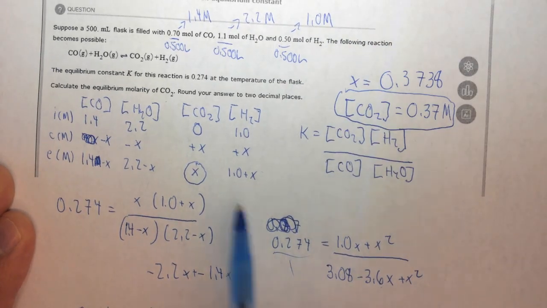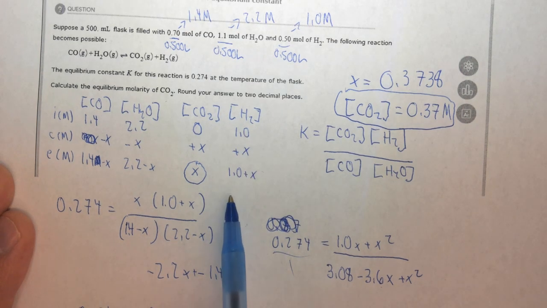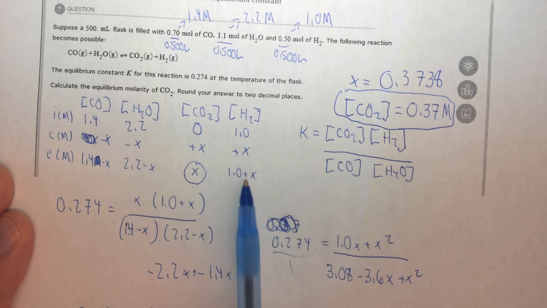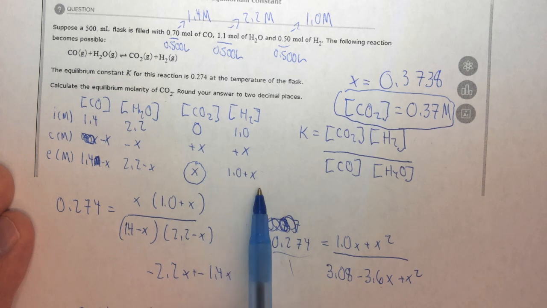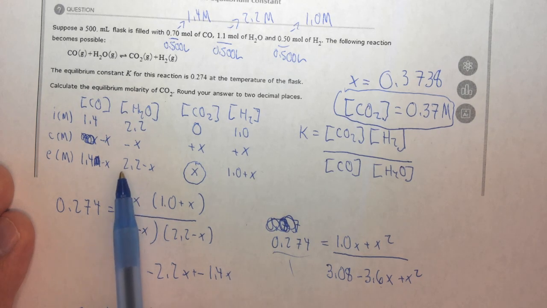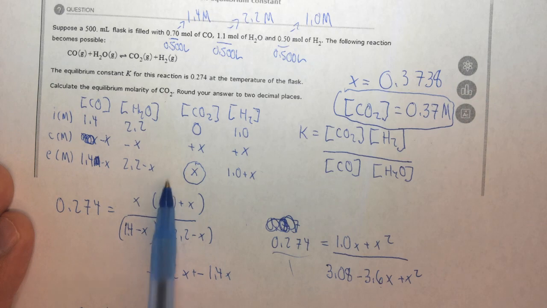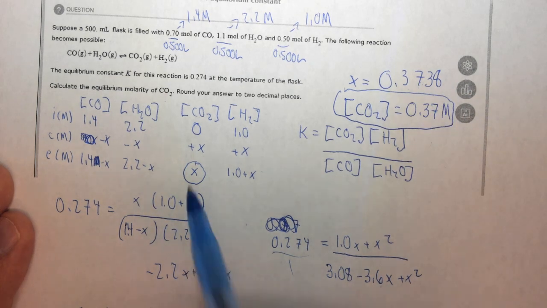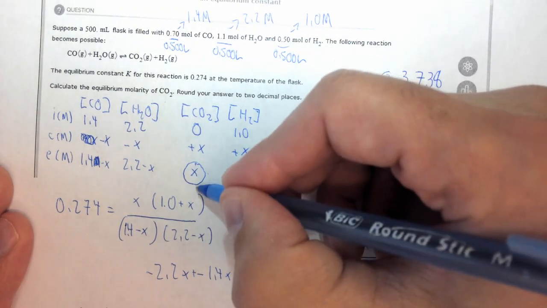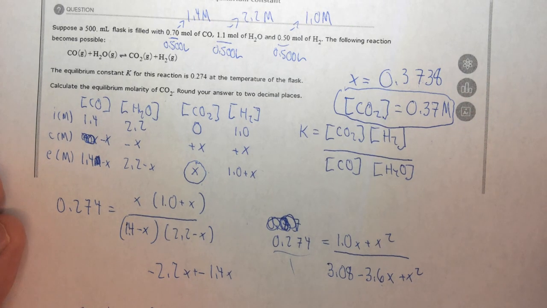Note that if we were asked for the equilibrium concentration of hydrogen, we'd have to add 1 to that, and it would be 1.37 molar would be the equilibrium concentration of hydrogen. And if we were asked for the equilibrium concentration of water, we'd have to take 2.2 minus the 0.37 molar. So you would have to actually solve it in. The only reason it's exactly equal to x is because the equilibrium concentration of CO2 is equal to x.